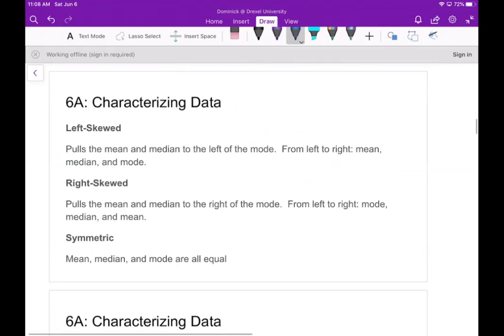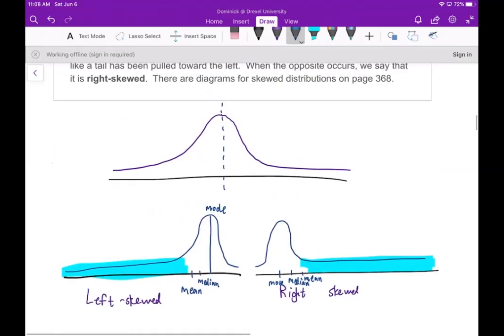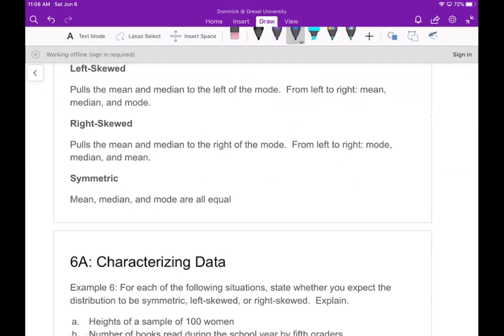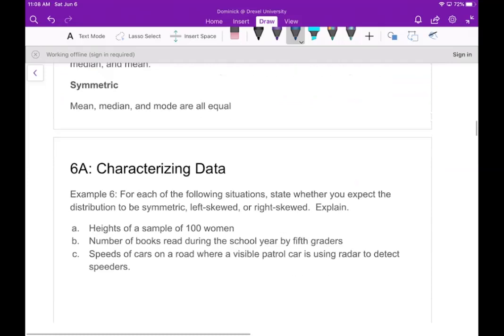Now in the symmetric case, they're all equal, and it's just wherever the peak is. So this would be where the mean, median, and mode all are. So those are different effects of having a symmetric graph or left or right skewed graph.